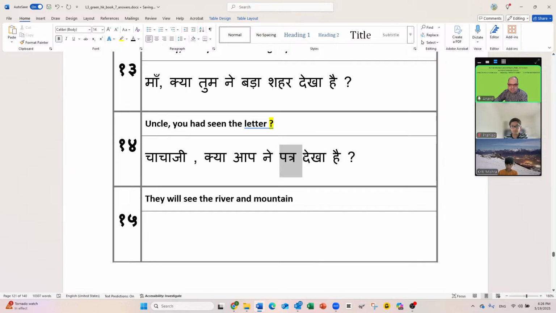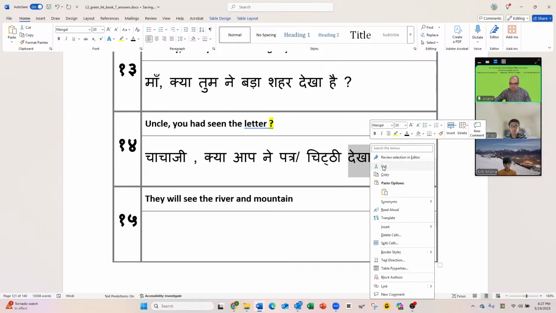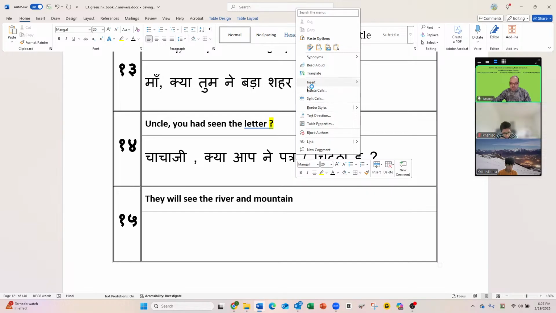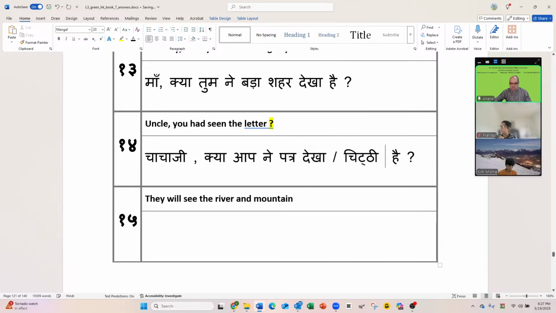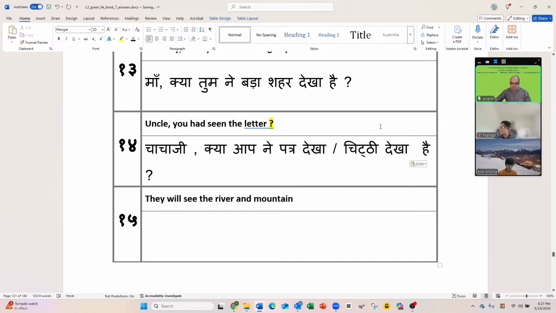Okay. Hindi word for चिट्ठी is पत्र. चिट्ठी is Urdu but Hindi Urdu is same here. So क्या आपने पत्र देखा है. And if you all want to write चिट्ठी you can also use चिट्ठी. But चिट्ठी is feminine, so you'll say चिट्ठी देखी है and पत्र देखा है. पत्र देखा है and चिट्ठी देखी है.